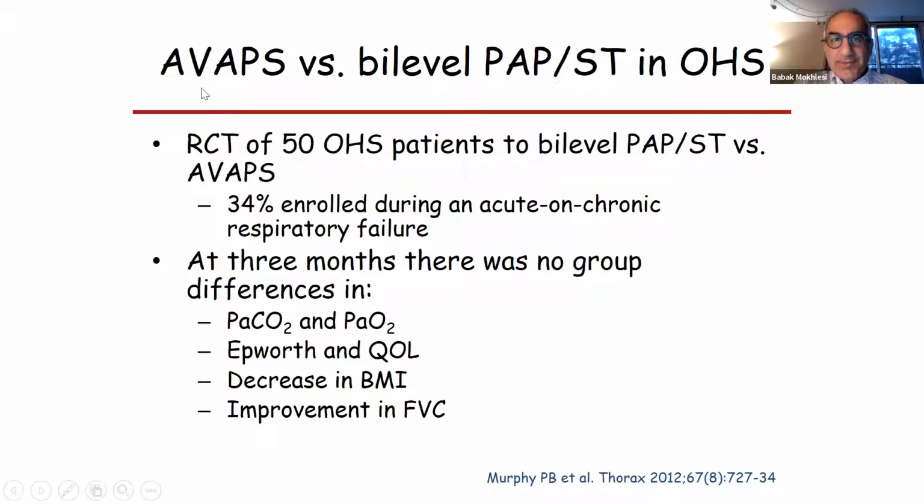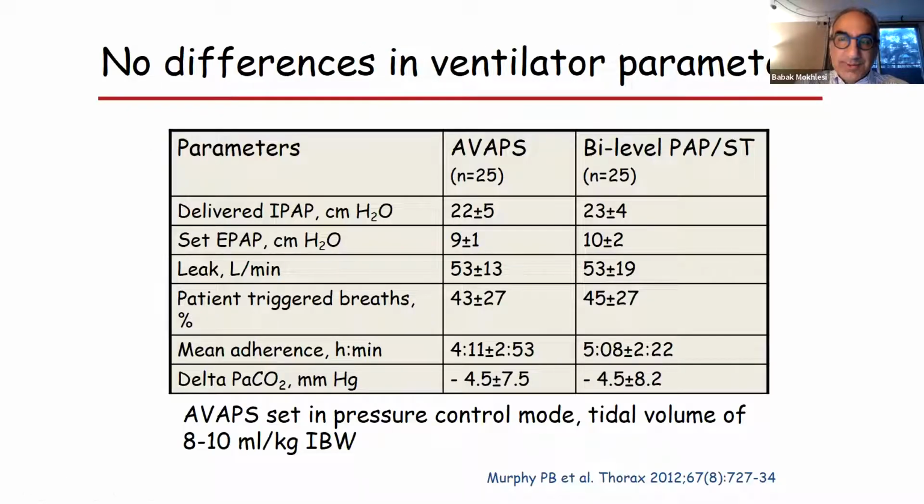Looking at AVAPs, and this is a volume targeted pressure support mode versus bilevel with a backup rate. Paddy Murphy from the UK published this study where they randomized 50 people to these two different modes, 25 in each group roughly. And again, no major differences in outcome. And you can see that the bilevel titration was quite aggressive and not that different from AVAPs.